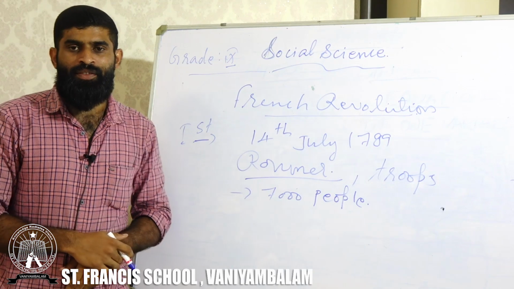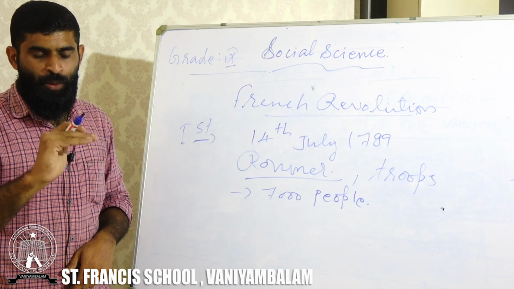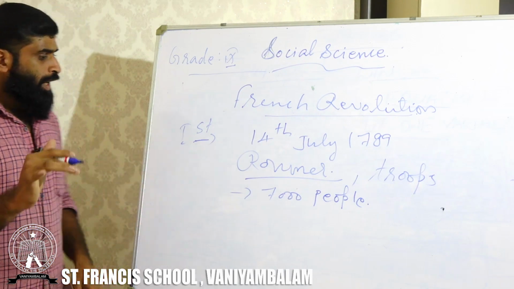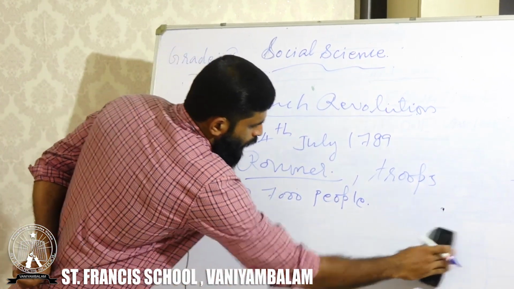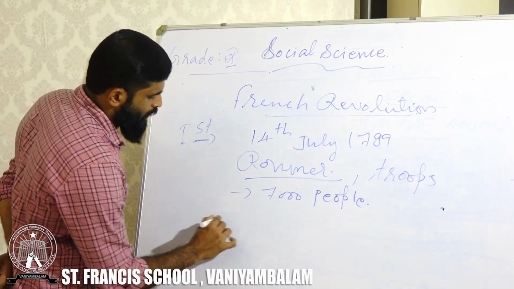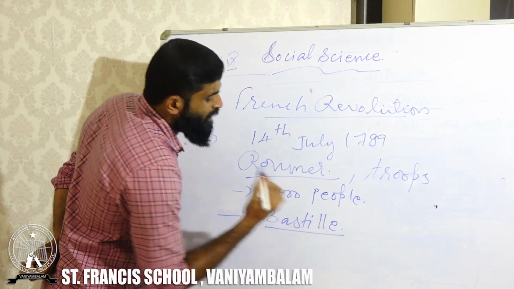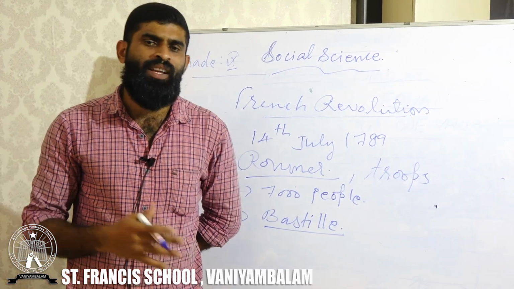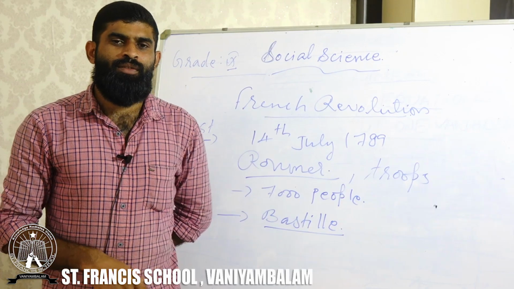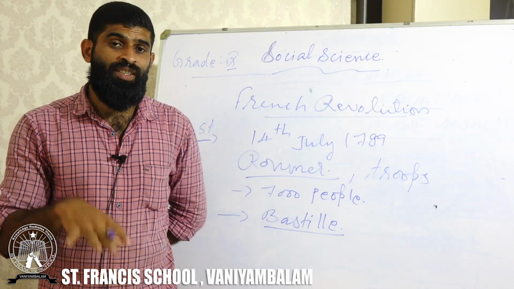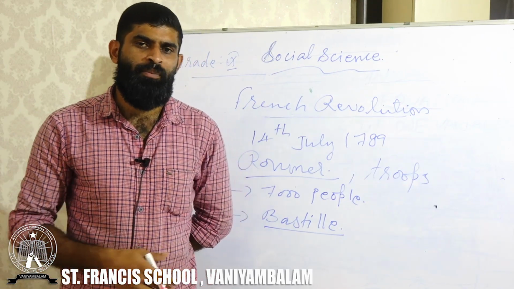What is in the second paragraph? Take a look at your second paragraph. French Revolution, second paragraph. Okay, in this paragraph, you have to remember one matter, that is Bastille. Okay, Bastille. What is Bastille? Bastille is a place, and this place is so important for the common people, especially the common people of France. Why?